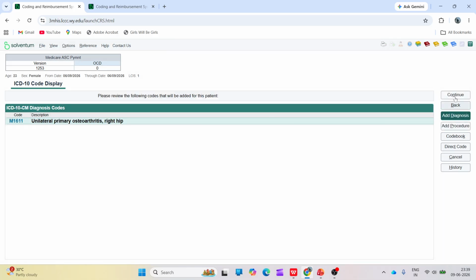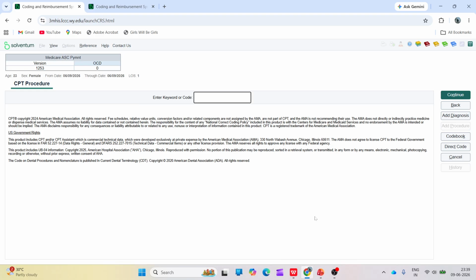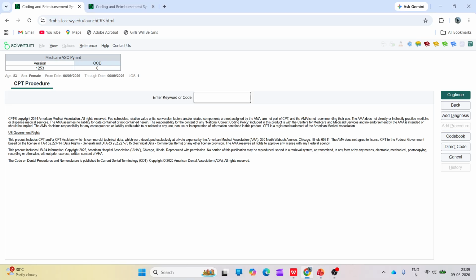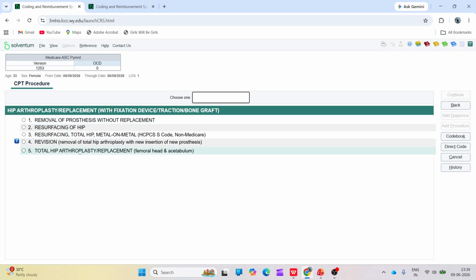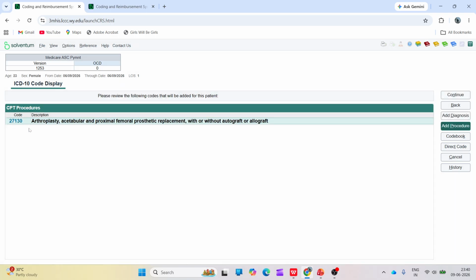So the code is M1611. And what about the procedure? That is a total hip arthroplasty. Total hip replacement. Total hip arthroplasty or replacement. Unilateral computer assisted navigation? No.